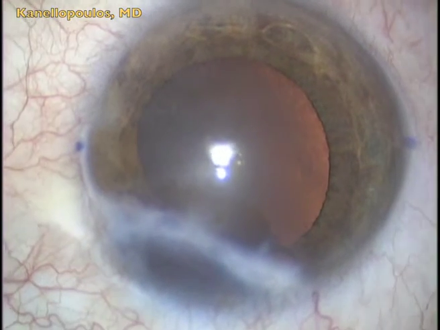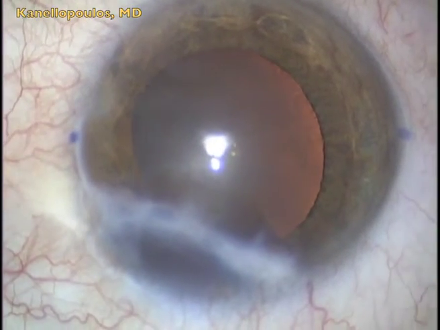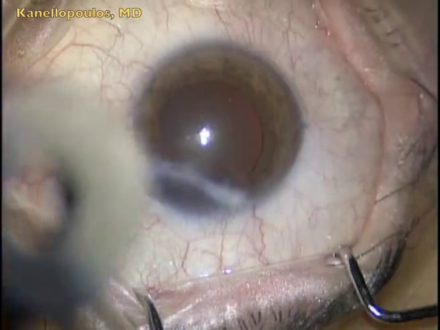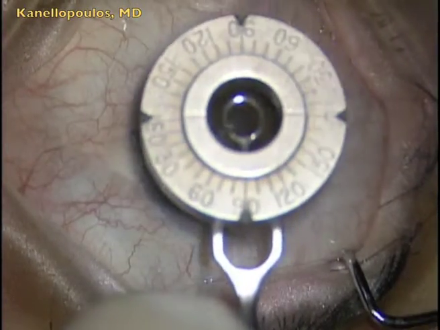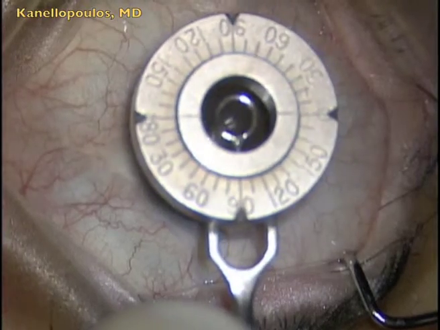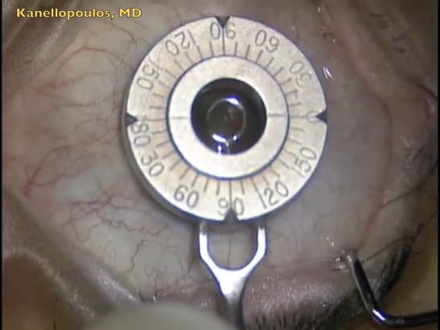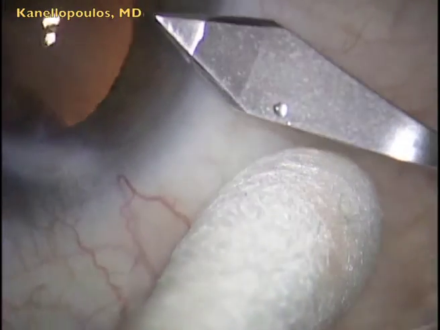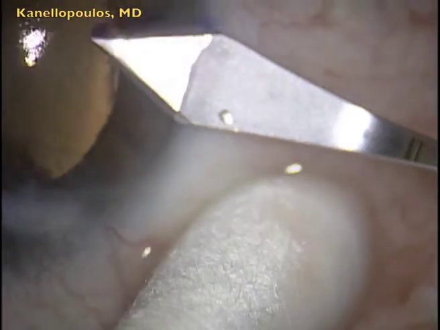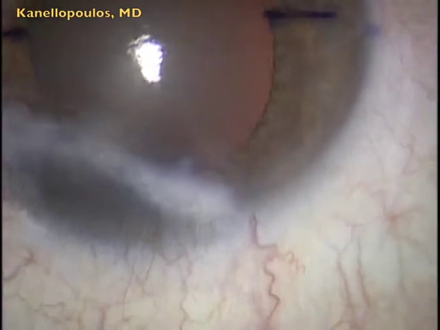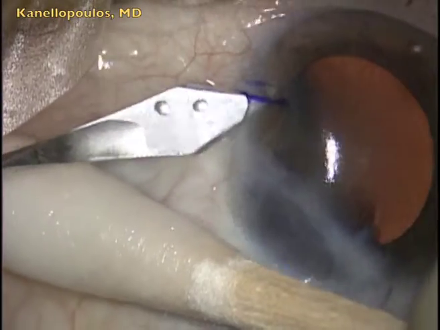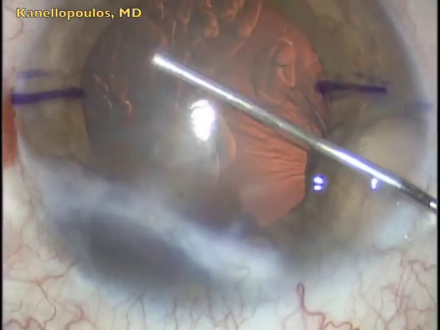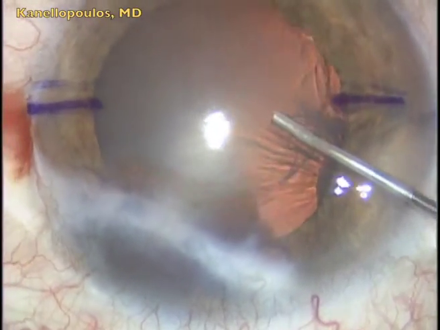Here we are on the operating table. You can see the significant superior scar in the cornea, perforating scar. We had pre-marked the 9 o'clock and 3 o'clock position, as I mentioned before. We're going to use the axis marker to get some better visualization of the 180 degree meridian. 2.75 keratome, enter at the 9 o'clock position. Use the same keratome for only a half millimeter incision in the opposite direction.